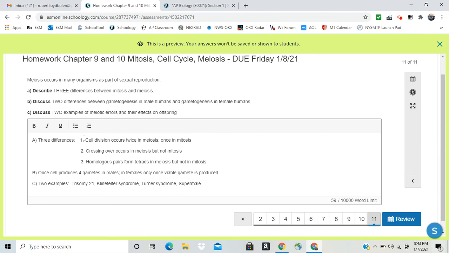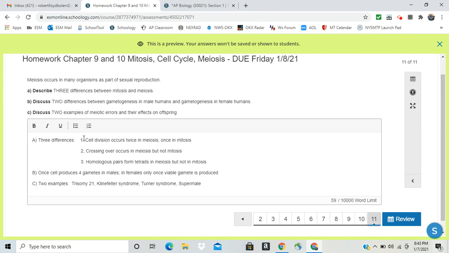Describe 3 differences between mitosis and meiosis. So these differences: cell division occurs twice in meiosis, once in mitosis. Crossovers happen in meiosis, but not mitosis. Homologous pairs will form tetrads in meiosis, but you don't get tetrads in mitosis. Okay. A couple other things you can add. Mitosis produces 2 cells that are identical. Meiosis produces 4 cells that are not identical to each other or the original cell.